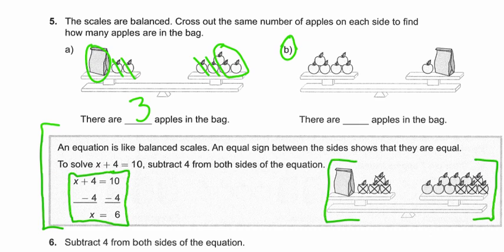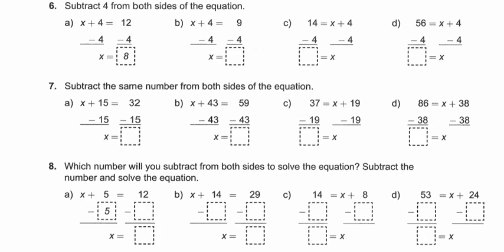Let's move on. For question 6, they've set up the equations for us with the subtractants already listed in. So for this one, x plus 4 equals 12, subtract 4 from both sides, and you get x equals 8. Let's do B together as notes. So again, we've got x plus 4 equals 9. We subtract 4 from both sides. 9 minus 4 is 5. And of course, 4 minus 4 is 0, so it cancels itself off, and all that's left is the x. Okay?